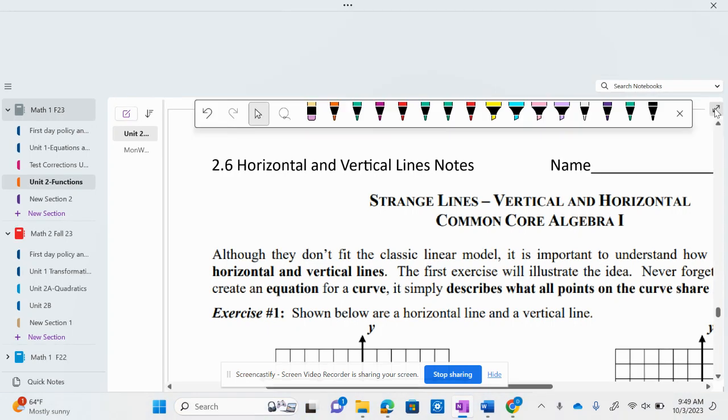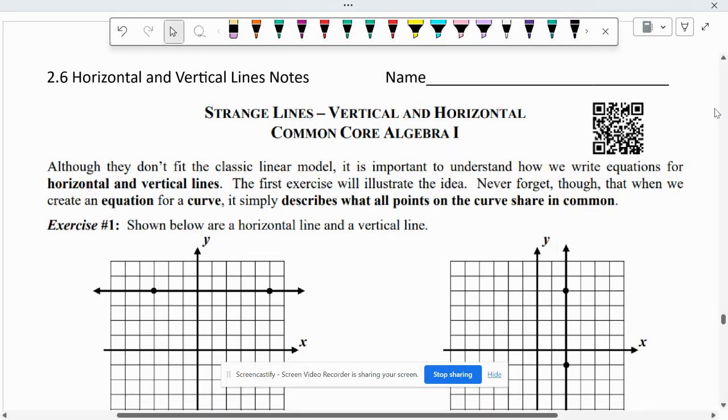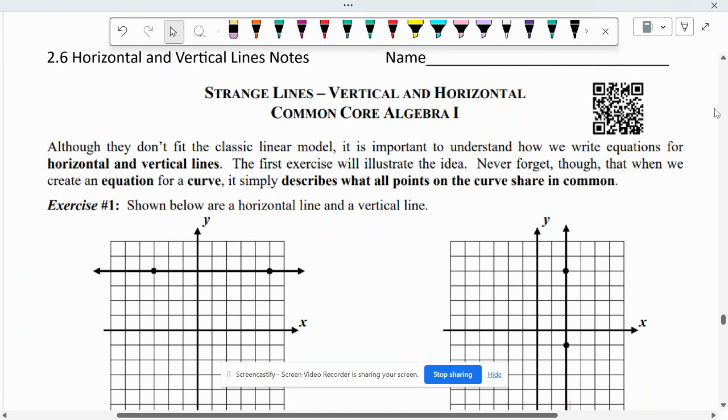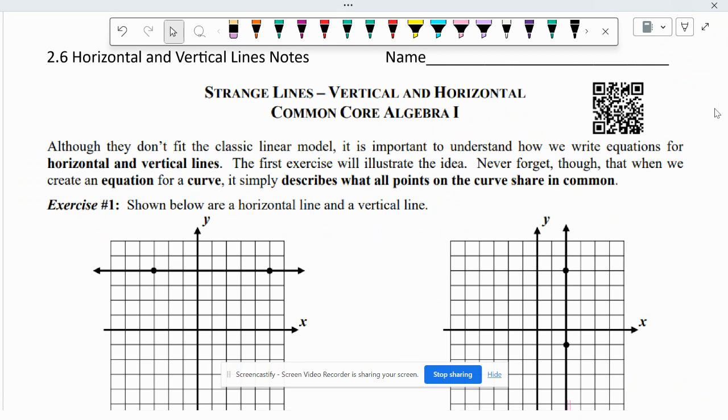Okay. So we are starting our lesson on page 46. You should be on page 46 of your notes. We're talking about horizontal and vertical lines. For those of you that have filled out notes, I want you to know that I write extra stuff on here because I feel like it's helpful. So don't just rely on your filled out notes, just add to them.